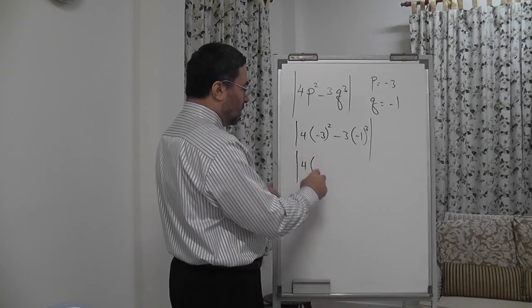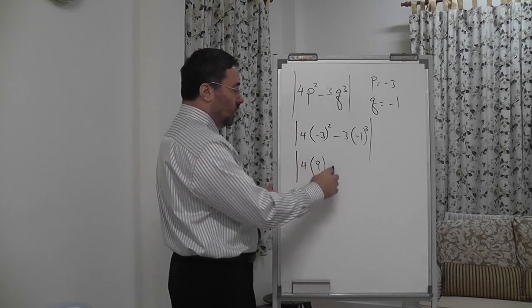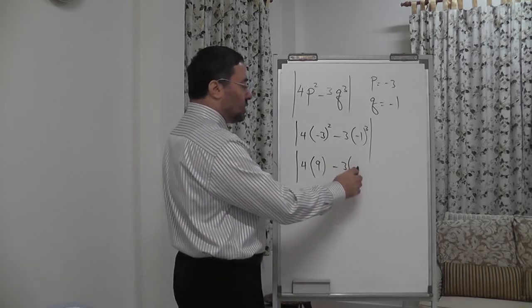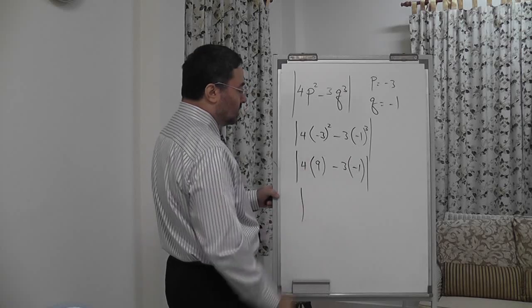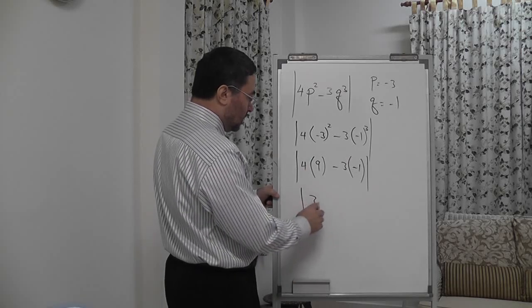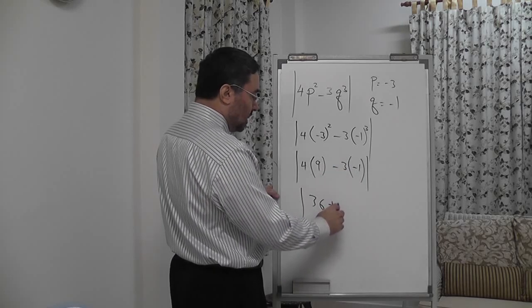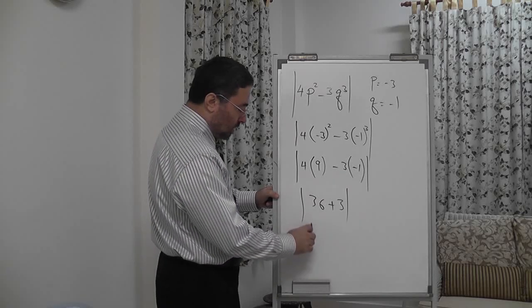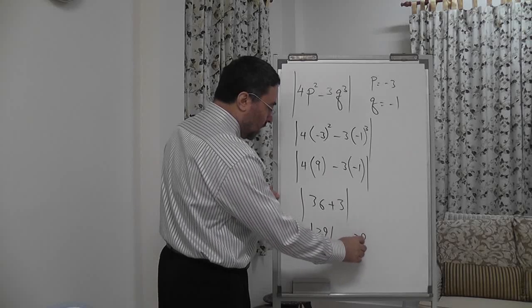4 into minus 3 squared is 9. Here minus 3 into minus 1 cubed is minus 1. 4 times 9 is 36. Minus 3 times minus 1, that's plus 3. And now we add these two, and that will be 39. And the answer is 39.